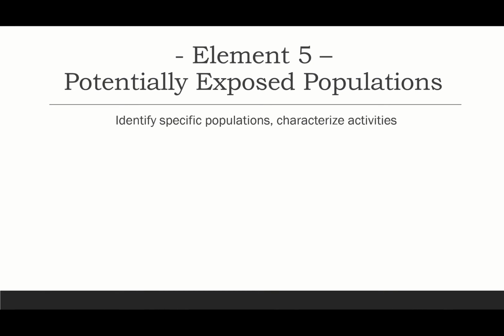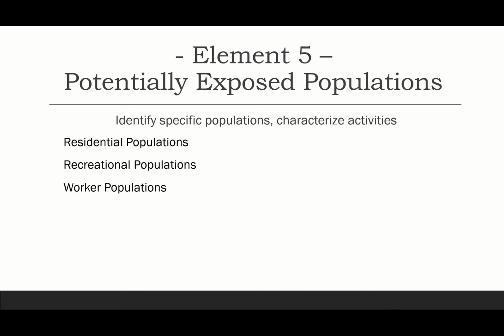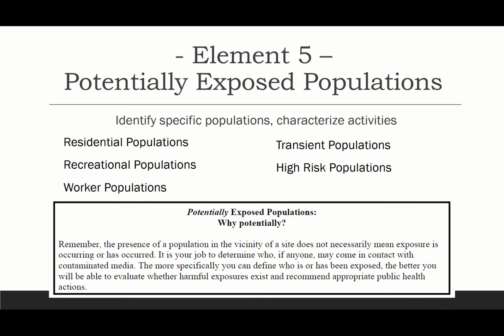Potentially exposed populations include residential, recreational, worker, transient, and high-risk populations. Therefore, a brief reminder from our book: the presence of a population in the vicinity of a site does not necessarily mean exposure is occurring or has occurred. That is our job to find out.